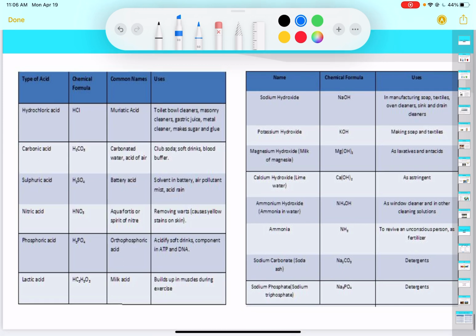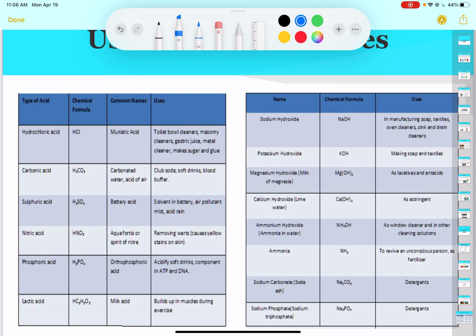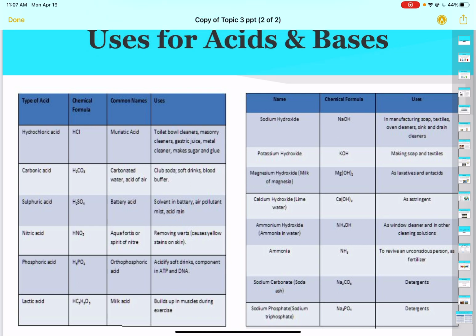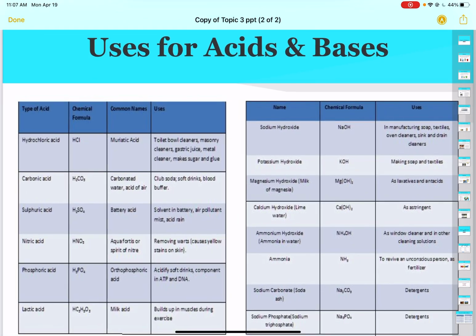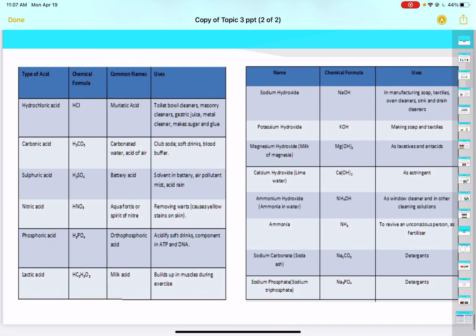I'm not going to read through them all, but if we go over to bases, sodium hydroxide, that's our strongest base. It's used in soaps, it's used in creating clothing, oven cleaners, sink and drain cleaners. So lots of uses for most of these. But if we look in general, the bases tend to be a lot of detergents and cleaners. And I guess the acid side tends to be more of something that is a burning thing. But it's also things that are in food. So carbonic acid, that's in our soft drinks, like our pops, that sort of thing.